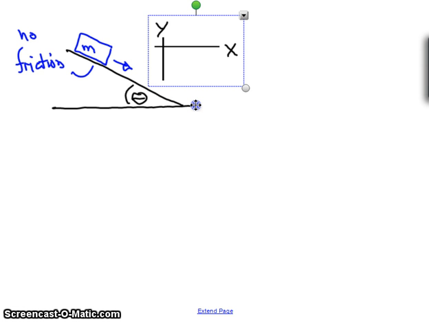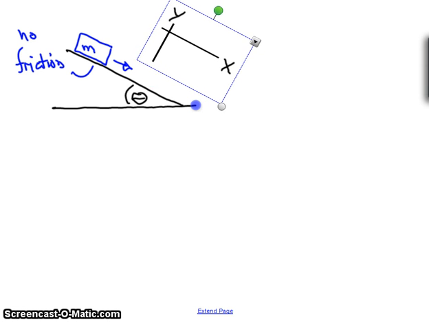Well, here's what we can do. We can tilt our coordinate system to match our incline. It's perfectly valid to do this. The coordinate system doesn't know any better. As long as you're consistent with x being everything parallel to the incline and y being everything perpendicular to the incline, the mathematics will work out just the same.